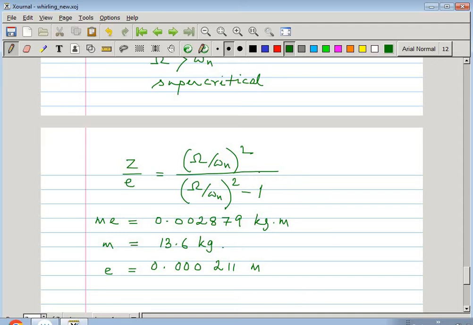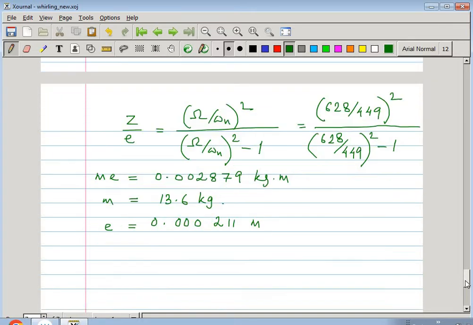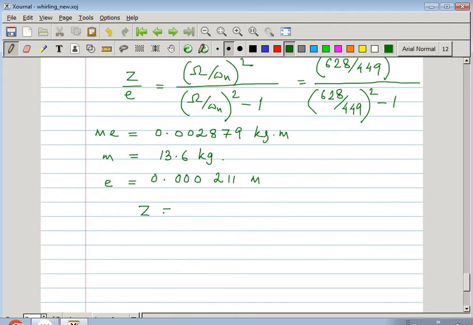So now Z by E is this. Z by E is 628 by 449 square divided by 628 by 449 square minus 1. So from here you get Z as 4.326 into 10 to the power minus 4 meter.